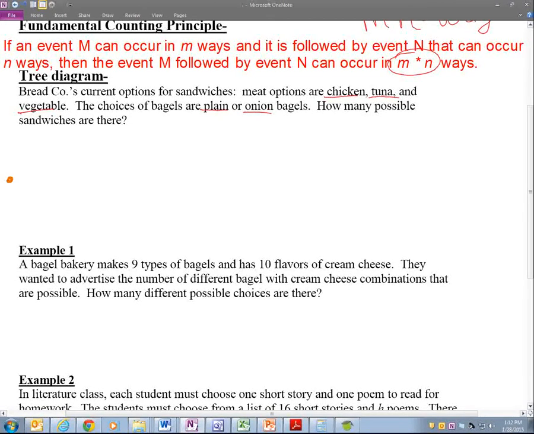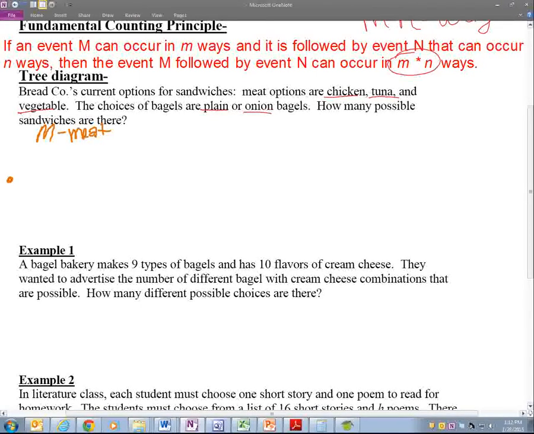Then we are going to put our event M. This is an event, not the amount of the event, but the event. What is the event M for this one? Usually the event is going to be some sort of noun, an occurrence. What is our first thing that we're dealing with here? It's okay if you're wrong. The options. What kind of options? The meat options. Meat options, that's our event M.